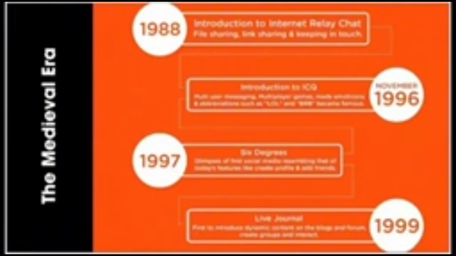famous. The third one is 1997's Six Degrees, a glimpse of the first social media resembling that of today's features, like creating a profile and adding friends. So it is already like Facebook style. And in 1999, we have LiveJournal. It was the first to introduce dynamic content, blogs and forums, creating groups, and interacting.